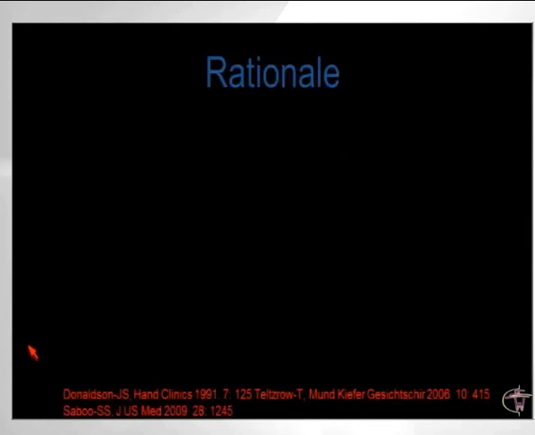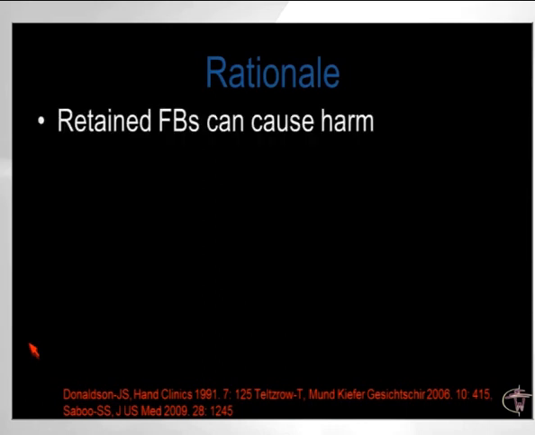So when I was in residency and fellowship, I heard a lot of confusing things about foreign bodies. They can't be seen radiographically, they can be seen, and so on and so forth. But there is another rationale for thinking about foreign bodies in extremities, and that is because when foreign bodies are retained, they usually cause harm.